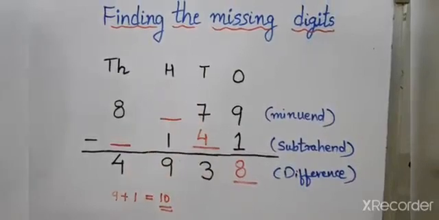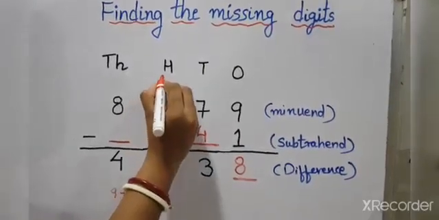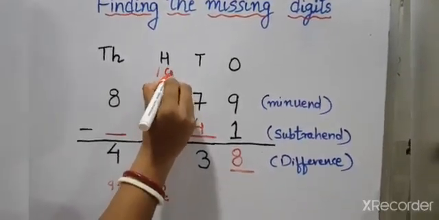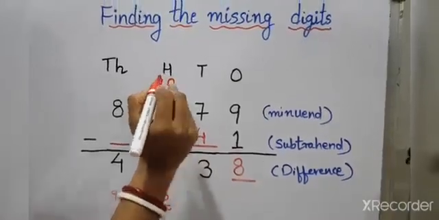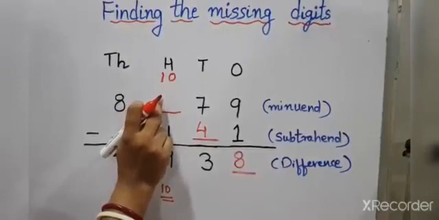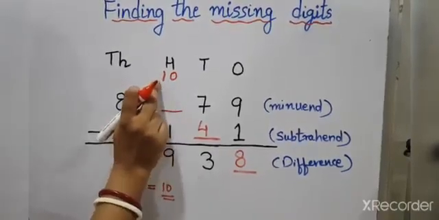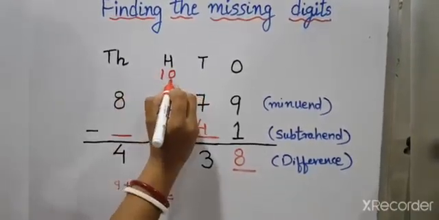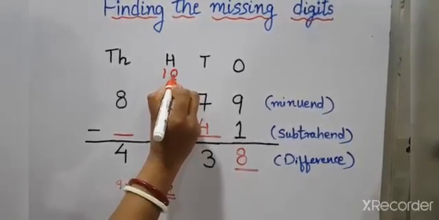Okay, so what we will do is, the first step, we will write number 10 at the borrowing place. Now you tell me, children, what number should be here so that after borrowing we will get 10? Look at the number at ones place. It is 0.